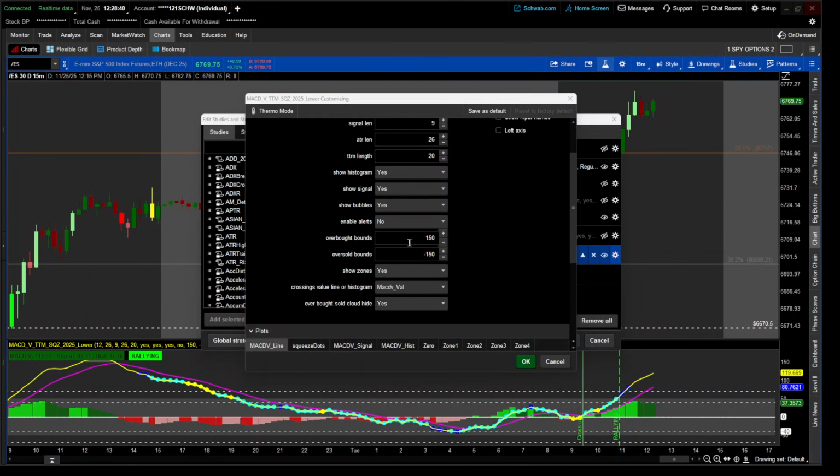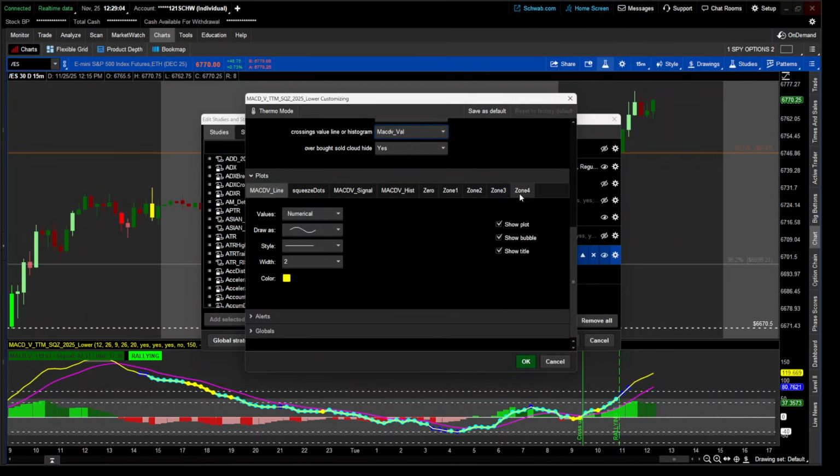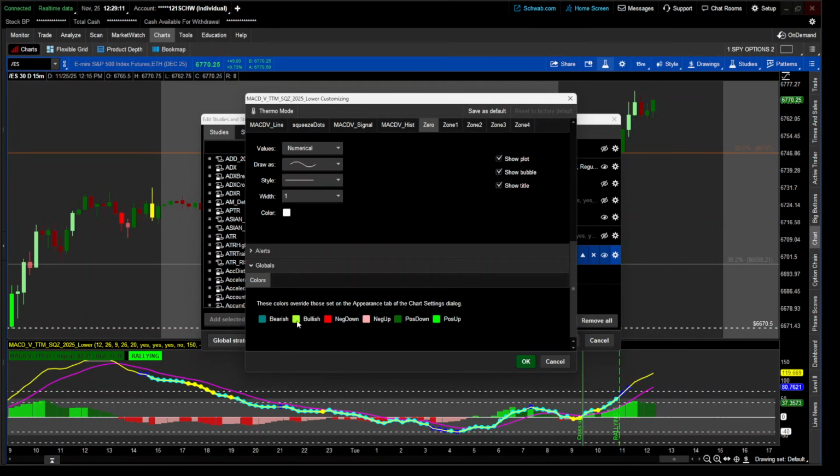You have your overbought levels, 150 and negative 150. You have your show zones, which are basically the lines down there. And then you have your crossing value, the histogram crossing value. For the crosses, you can select the MACDV or the crossing for the actual histogram crossing above yellow. And you have a cloud for overbought or oversold. Again, those zones are just those white zones down there. And you have a couple of options for the different colors. There are some other clouds in there.